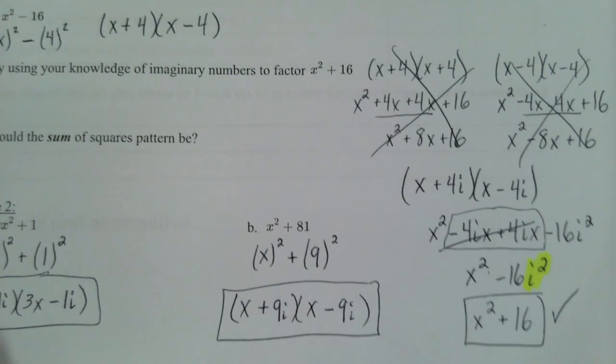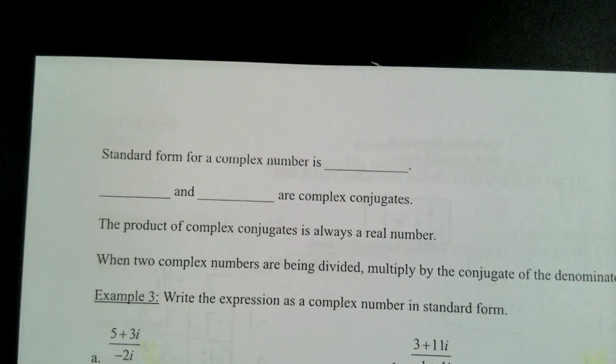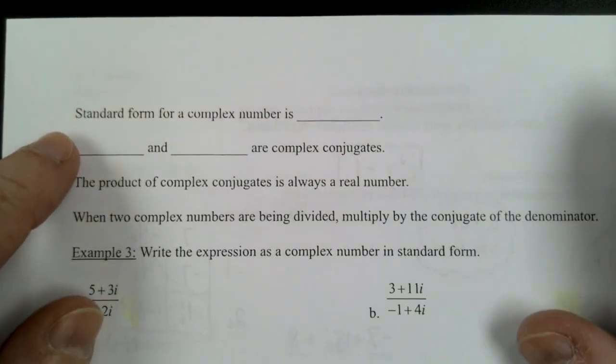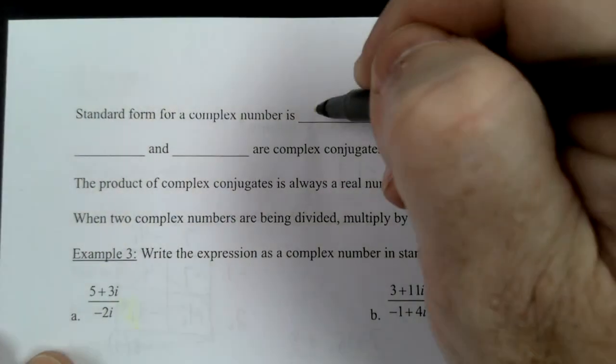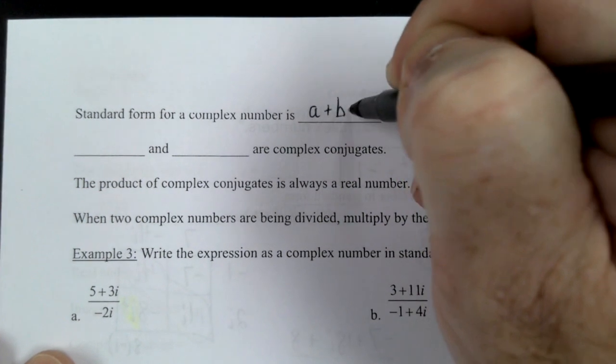Okay, let's move on to 6.2b. That is the backside here. Okay, this is just a recap here. Standard form for a complex number is a plus bi.